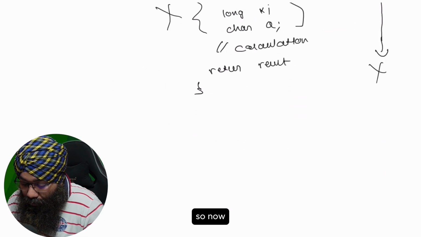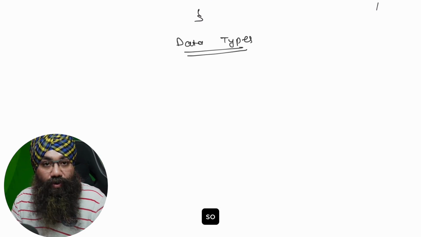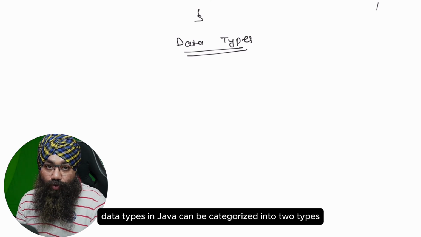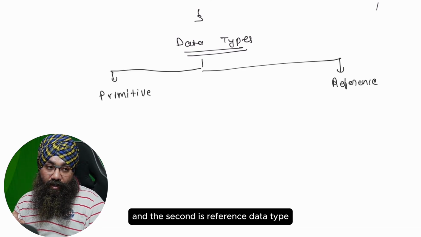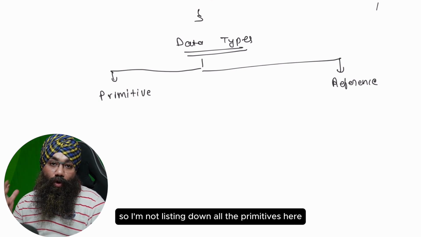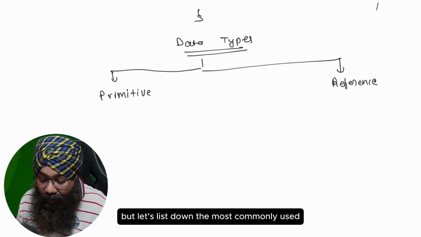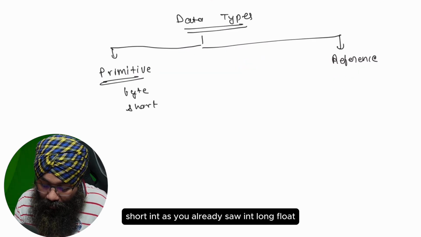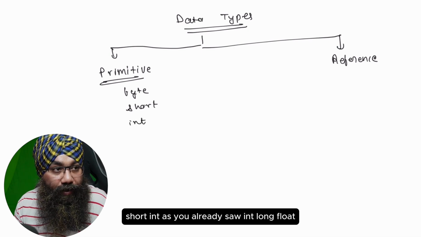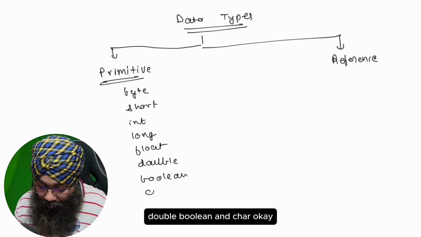So now let's learn what are different variables and data types. Data types in Java can be categorized into two types. The first is primitive data type and the second is reference data type. I'm not listing down all the primitives here, but let's list down the most commonly used primitives. They will be byte, short, int, as we already saw, long, float, double, boolean, and char.